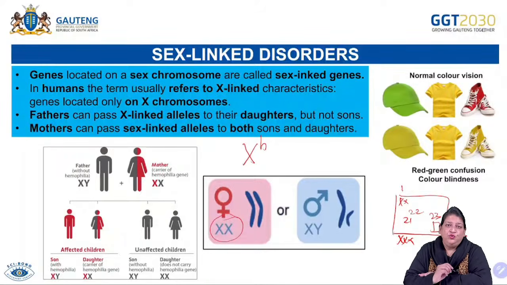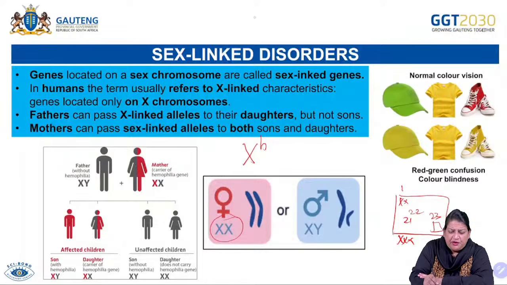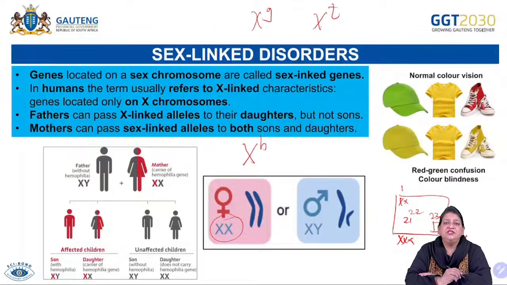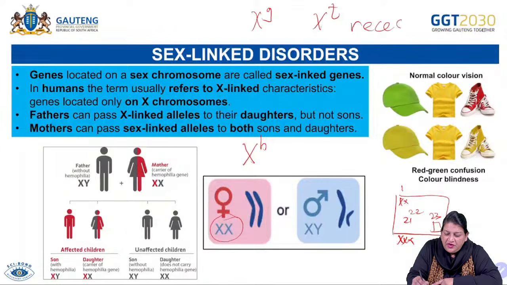They will give you the letter. They can put x to the power small h, they can put x to the power small g, they can put x to the power small t, if that sex-linked disease is caused by a recessive allele. How do we know it's sex-linked? We put x to the power, and whatever that letter is, they will give you.